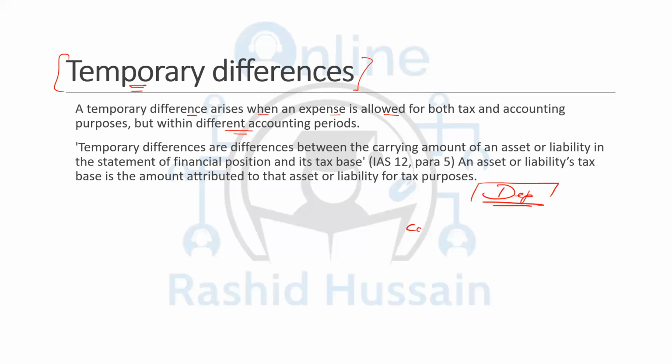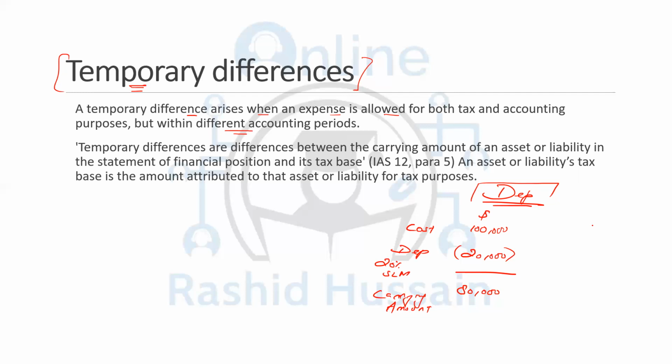So let's assume the cost of the asset is 100,000 and the depreciation is 20% straight line method. So the depreciation would be 20,000 and you'll get the carrying amount of 80,000, right?